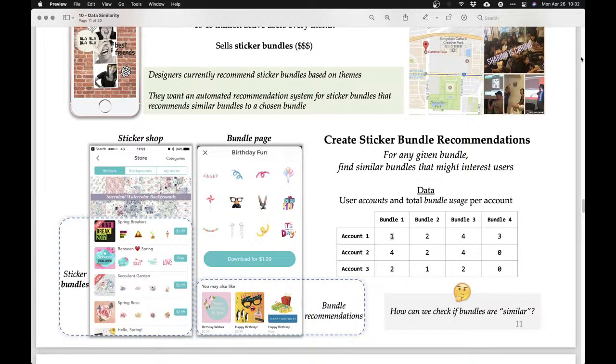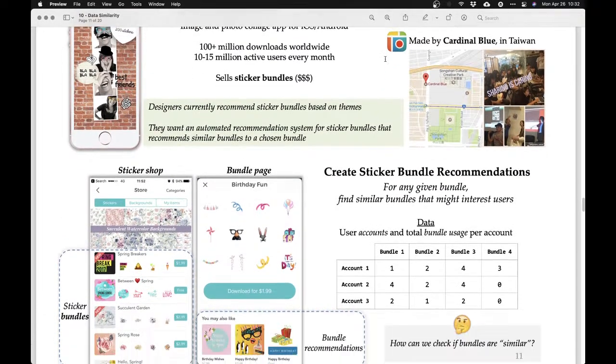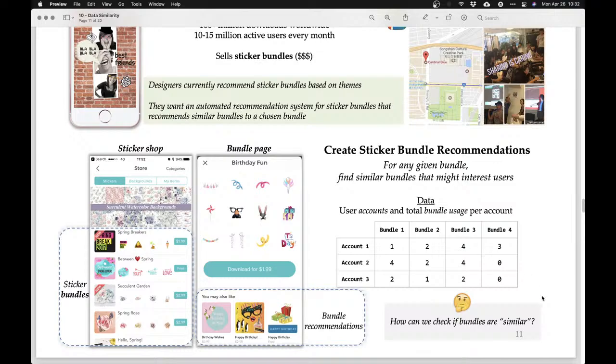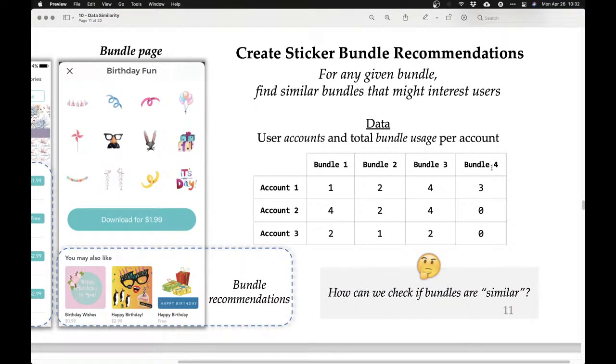All right, so we're back in business, and we were looking at this problem of these sticker bundles. What it ultimately came down to is how can we know which of these bundles are similar to one another based on people's actual usage of them, and can we then recommend similar bundles to similar bundles. All right, so that's what we'd like to do.